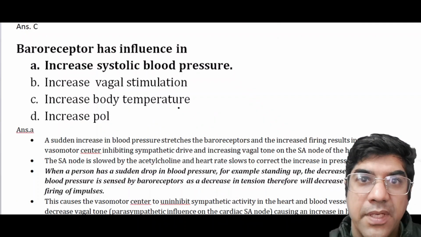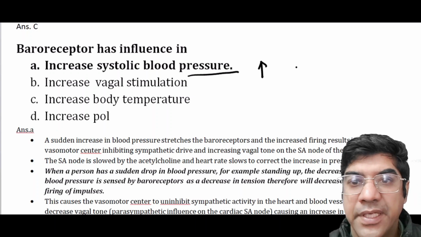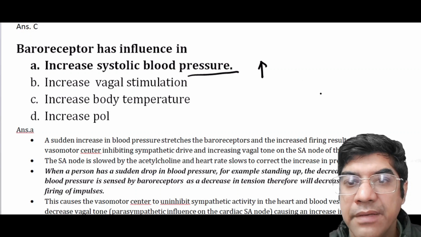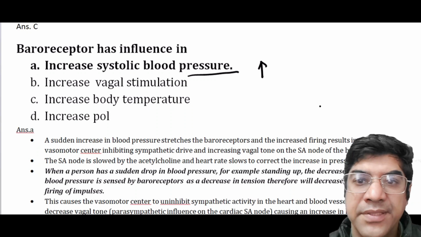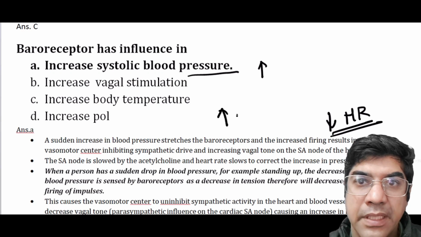The baroreceptors have influence in increasing the systolic blood pressure. When there is a sudden increase in the blood pressure, the baroreceptors get stretched. Increased firing of baroreceptors results in inhibition of the sympathetic drive, and that increases the vagal tone on the SA node of the heart. Increased vagal stimulation on the SA node leads to a decrease in the heart rate, helping to correct the increase in the blood pressure.